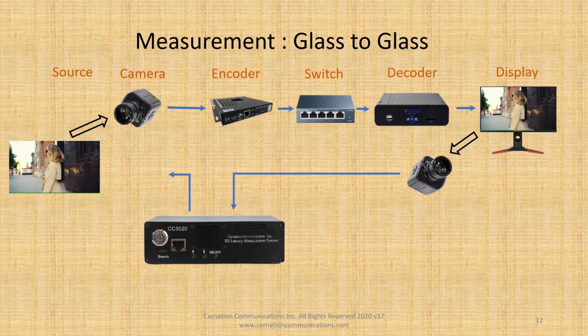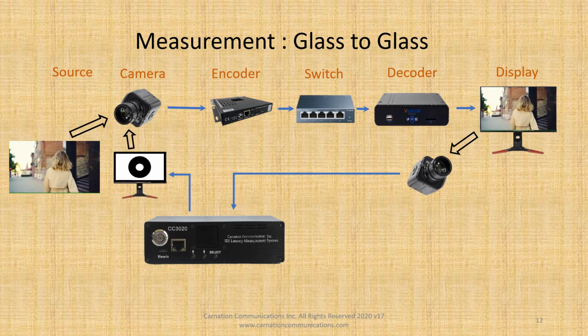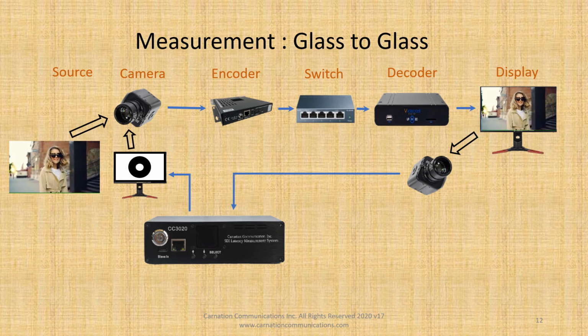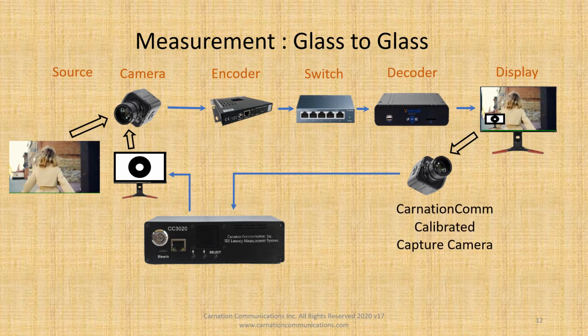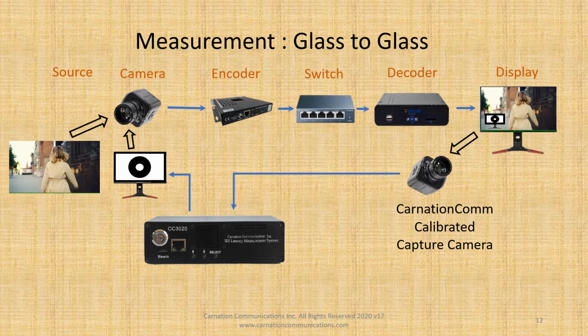Now, in order to measure the latency introduced by the camera and the display, one must introduce trackable markers directly in the event. The tester CC3020 will introduce a watermark pattern to be captured by the camera. On the other end, CC3020 will work to detect this watermark pattern using a Carnation calibrated capture camera. Again, working at the physical layer, it will be able to detect the latency down to the milliseconds.